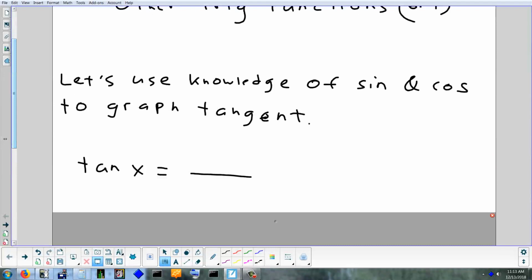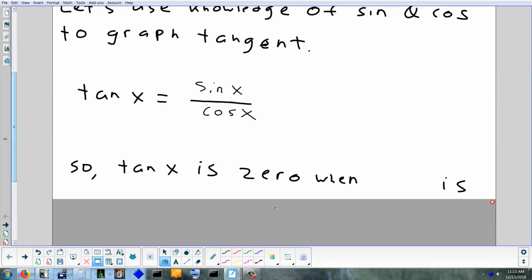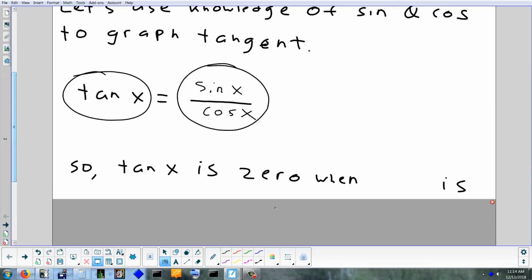Can someone remind me again, what's tangent if you write it as a fraction? Chris? Sine divided by cosine. Okay. So now we're going to focus on the top and the bottom separately, and then we'll put it together and figure out what tangent would look like. So tangent would be 0 when what over here is 0? Sine. The only way that a fraction can equal 0 is if the top is 0. So whenever sine is 0, that's when tangent is 0.